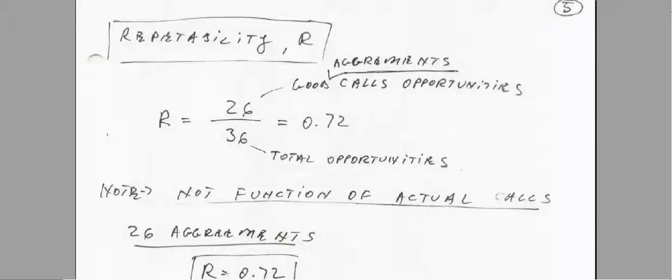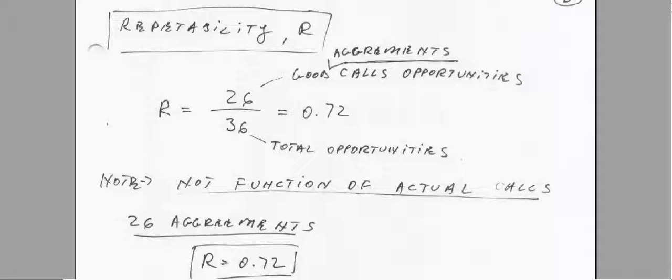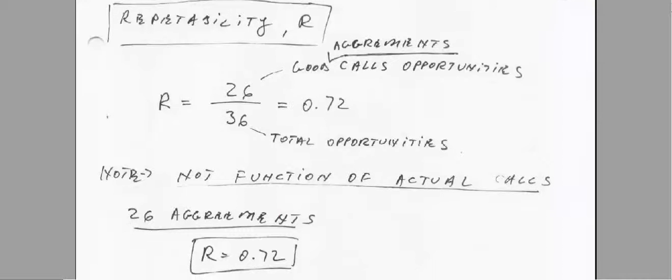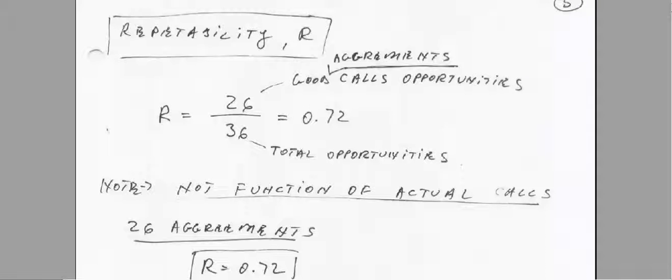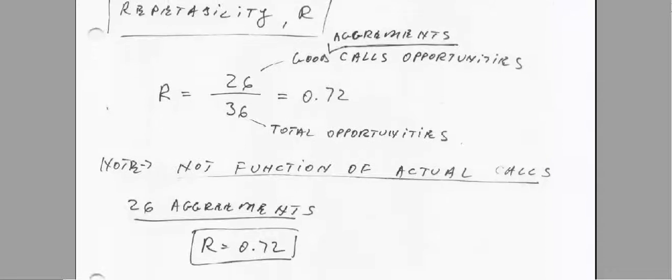Let's calculate the repeatability, which is the total number of good agreements over the total number of opportunities. We have 26 agreements and 36 total opportunities. So repeatability would be 0.72 or 72%.